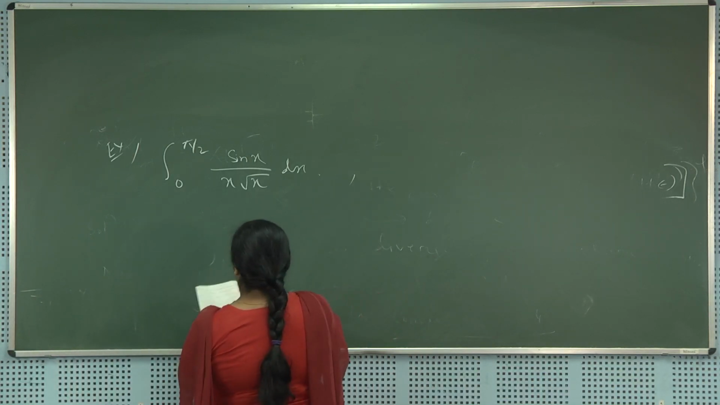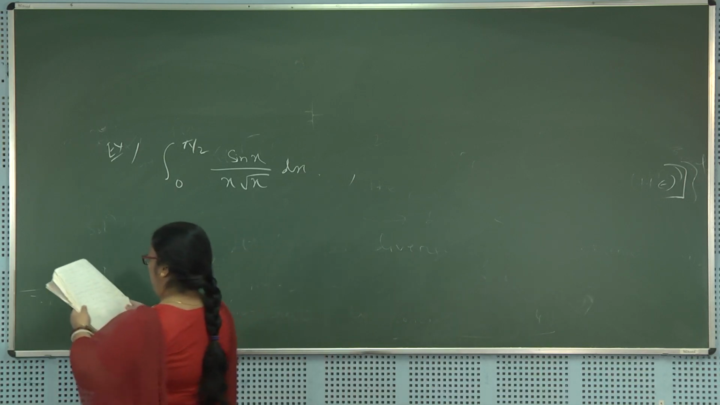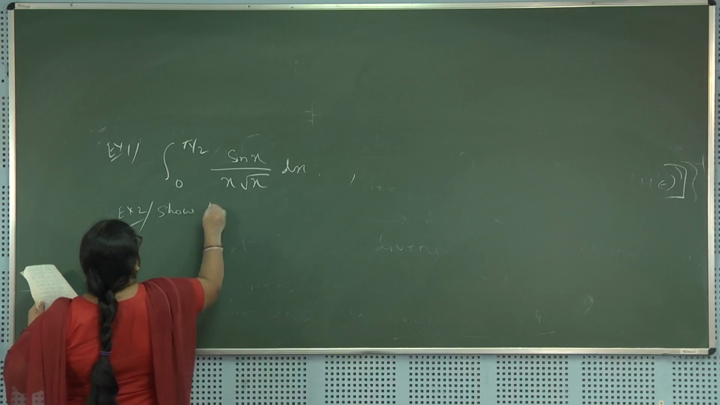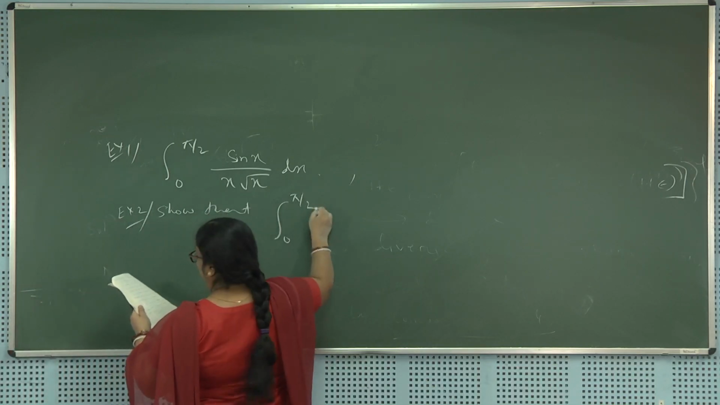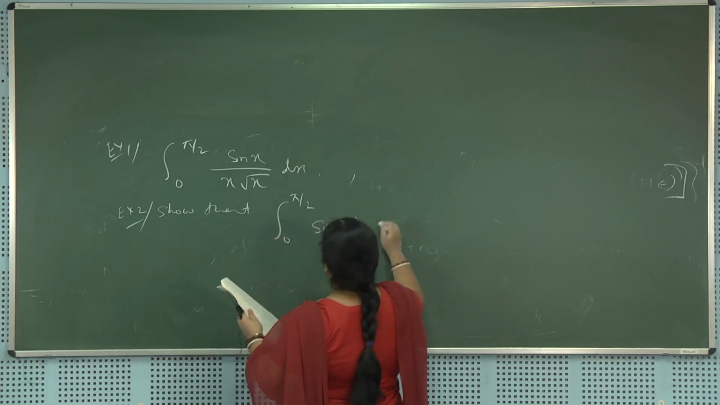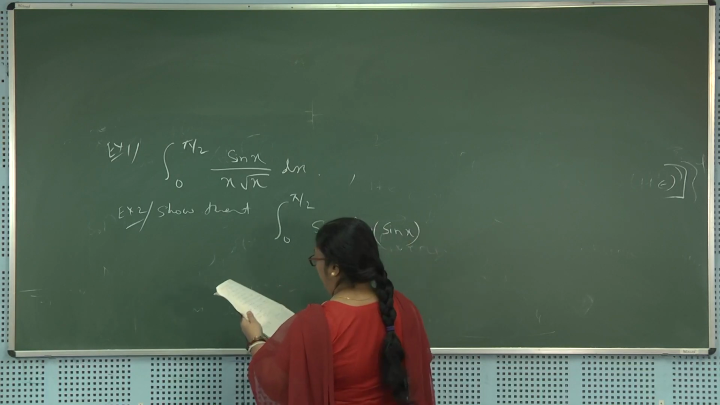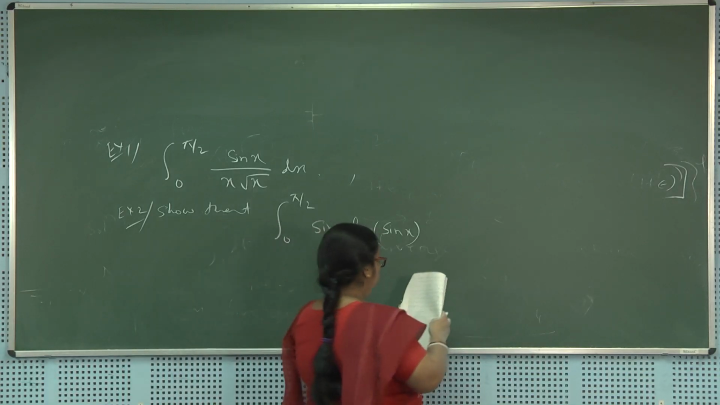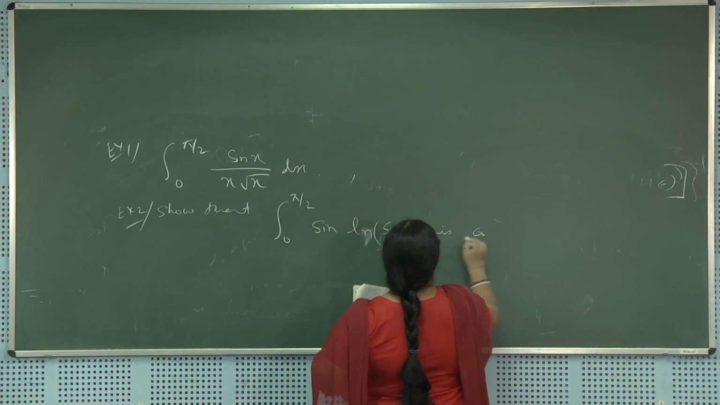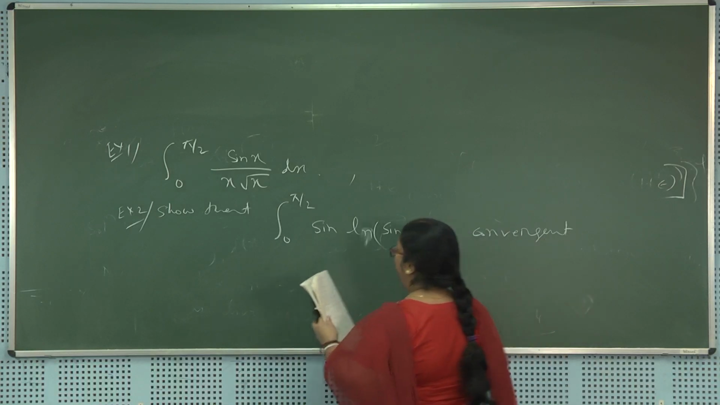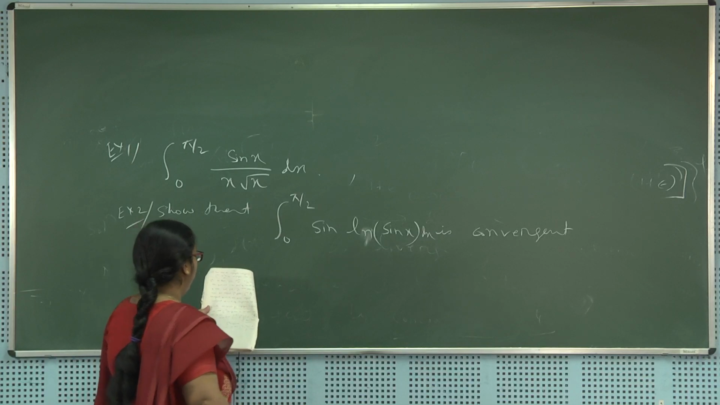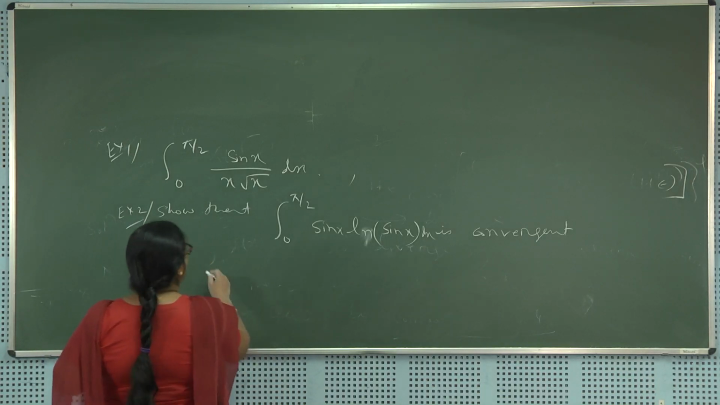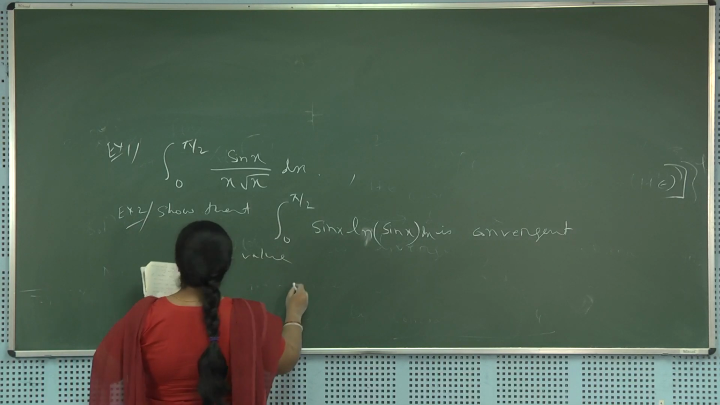Next, exercise 2. Show that integral 0 to pi by 2 of sin x times log of sin x dx is convergent, that is, integral 0 to pi by 2 of sin x times log of sin x dx is convergent with value. So, you know the exact value here, log of 2 upon e.